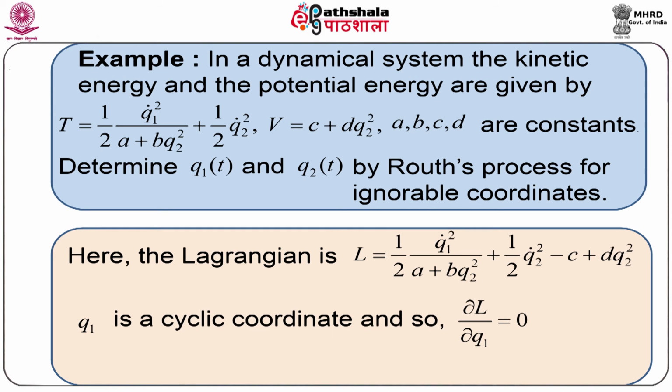Here, the Lagrangian is given by capital L equal to half q1 dot square divided by a plus b q2 square plus half q2 dot square minus c minus d q2 square, since the Lagrangian is the difference between the kinetic energy and the potential energy for a holonomic dynamical system.